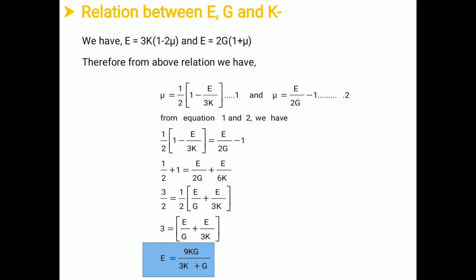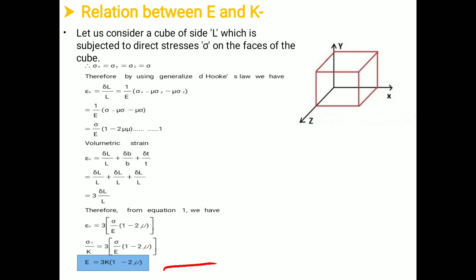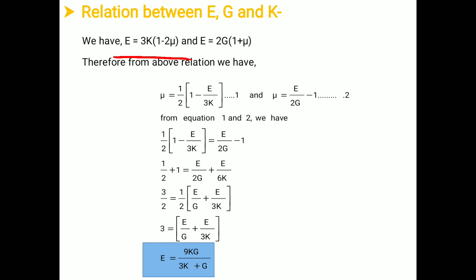Now we are going to derive the relation between E, G, K. As discussed in the previous slide, we have the relation between E and K, and we have the relation between E and G also. After rearranging all those equations, I have E equal to 3k into 1 minus twice mu, because this relation we derived in the previous slide. And as discussed in the previous lecture also, I have the relation E equal to twice G into 1 plus mu. After solving those equations for calculating the value of mu, I have the value of mu from both the equations.